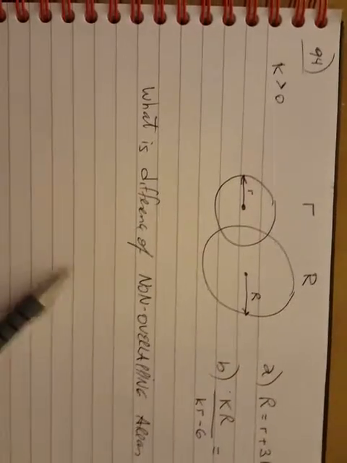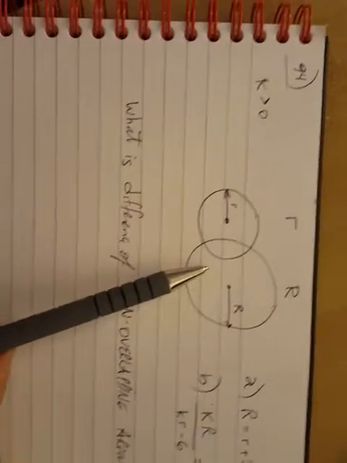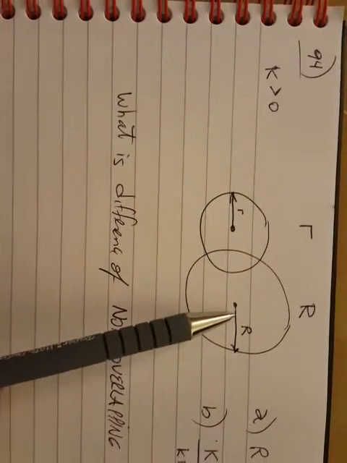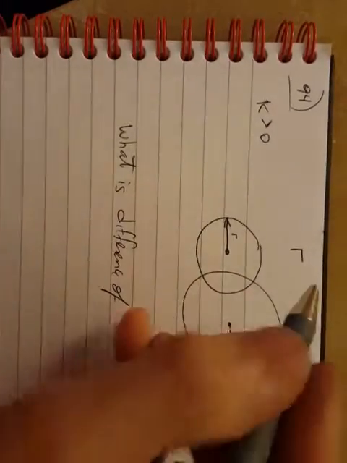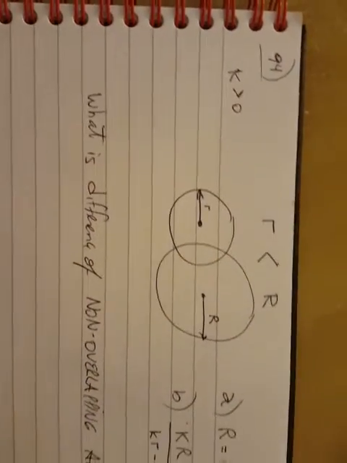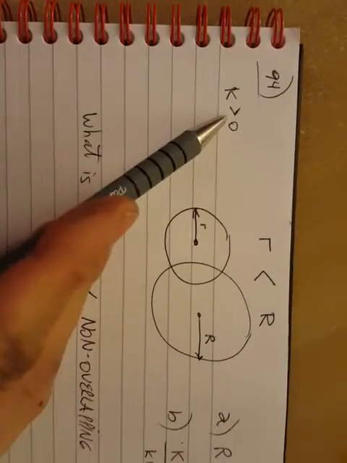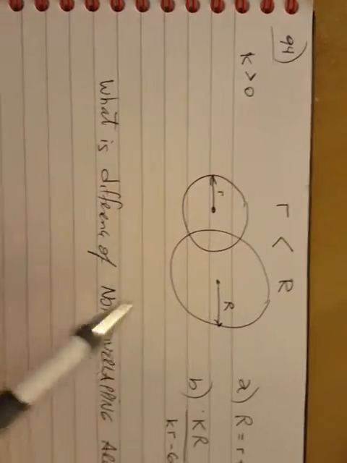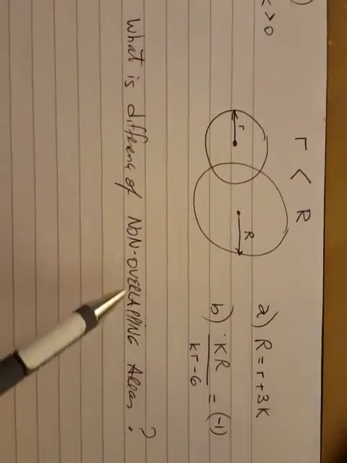Okay, we got this problem. They give us two circles, one with radius small r and the other with big R, and big R is bigger than small r, so it's like this. And they tell you that k is a number bigger than 0, it's just a number. And they ask you, what is the difference on the non-overlapping areas?